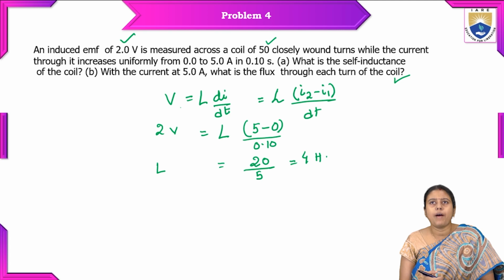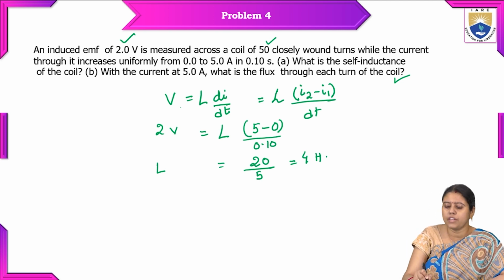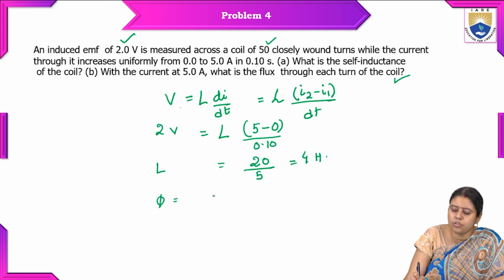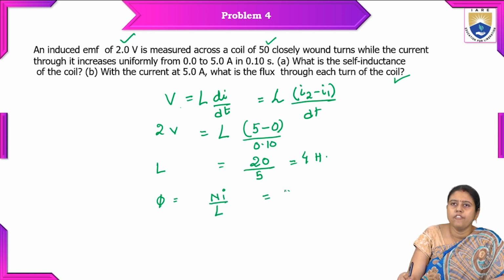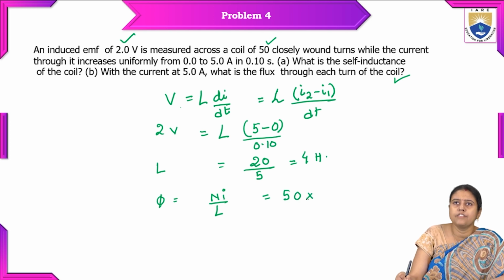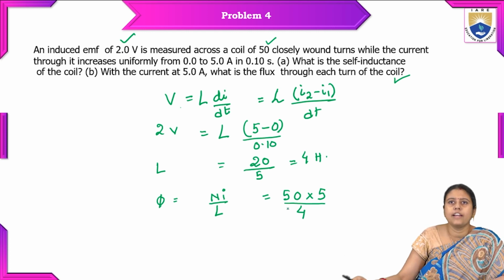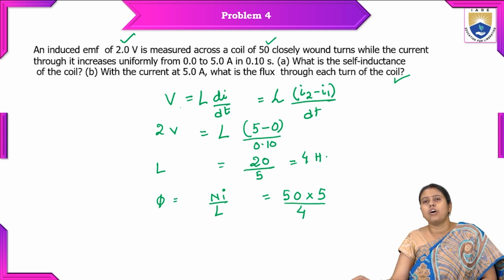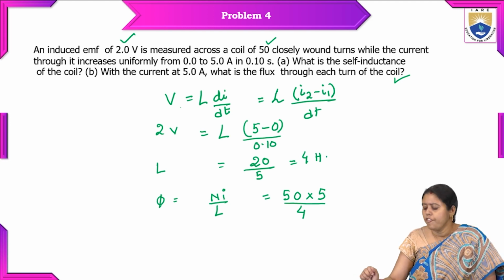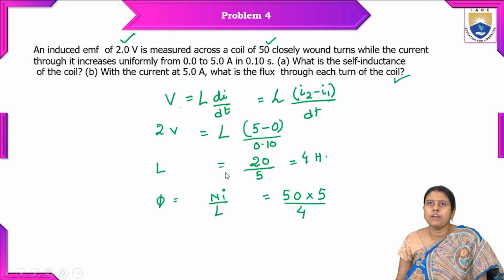With the current 5 amps, what is the flux through each turn of the coil? So how to get this? We know that the flux phi is equal to N I by inductance L. So we have N as 50, current is 5 ampere, and L is equal to 4. From there we can get the total value of the flux. Now we are moving to our next problem.